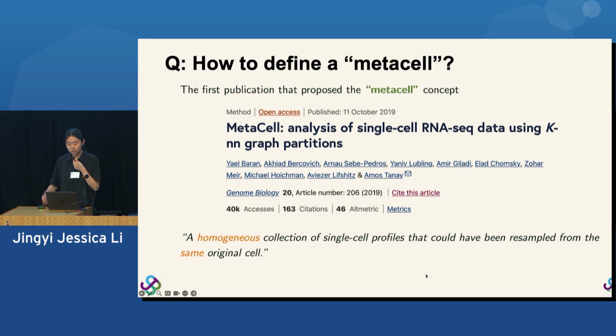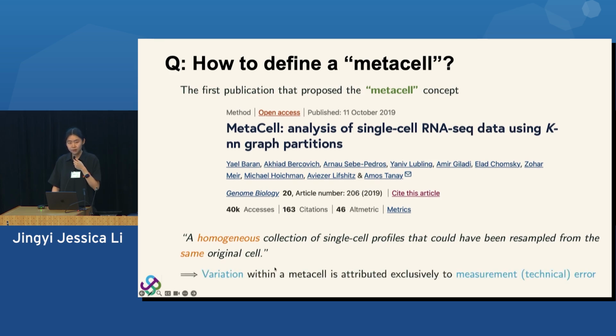So to the first question, how to define a metacell, we go back to the first publication called Metacell to look at how the original authors proposed the definition. This is a quote: "A metacell is a homogeneous collection of single-cell profiles that could have been resampled from the same original cell." So how do we interpret the sentence? We translate it a little bit into statistics. So we think it refers to the fact that if you look at a gene's variation across the single cells within a metacell, these differences, the variation, should be attributed to measurement error instead of biological signals.